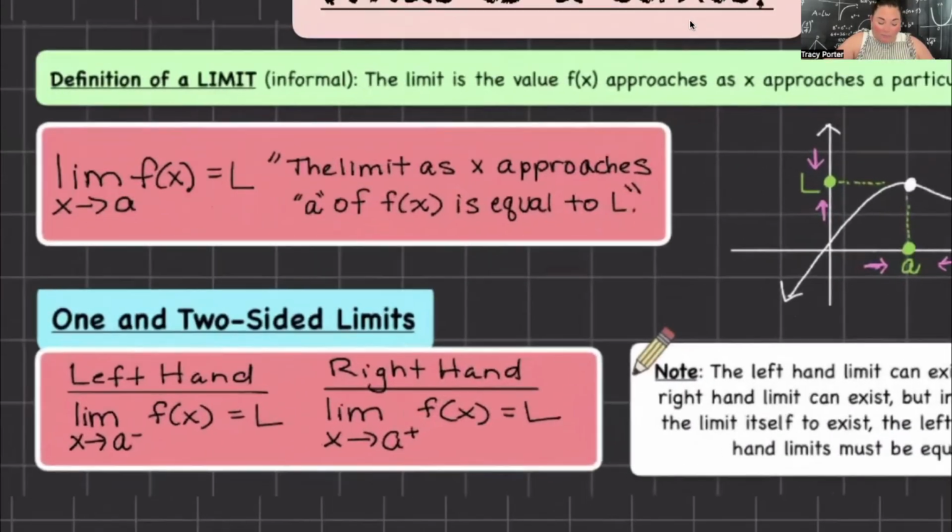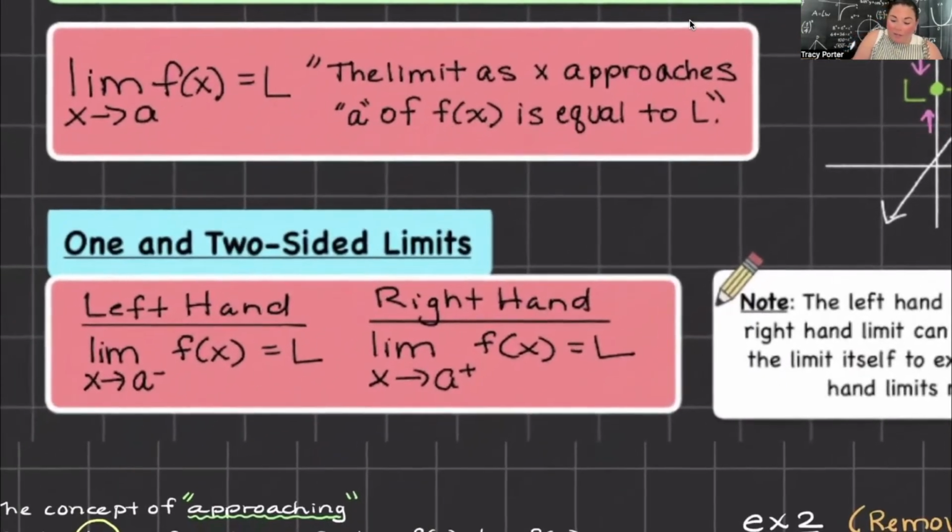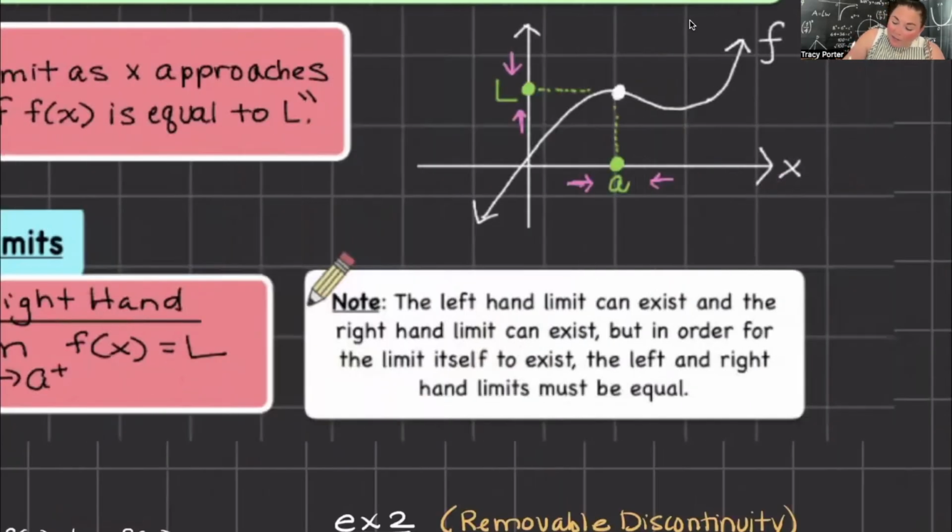And so we consider one- and two-sided limits to get the idea going. We're going to have a left-hand limit, which means you come in on the left side of the value a. To note the left hand, we put a little minus up here. Then you're going to consider a right-hand limit, which means you come in on the right side of a. We denote that with a positive sign. So over here, this would be approaching a from the right, and this would be approaching a from the left.